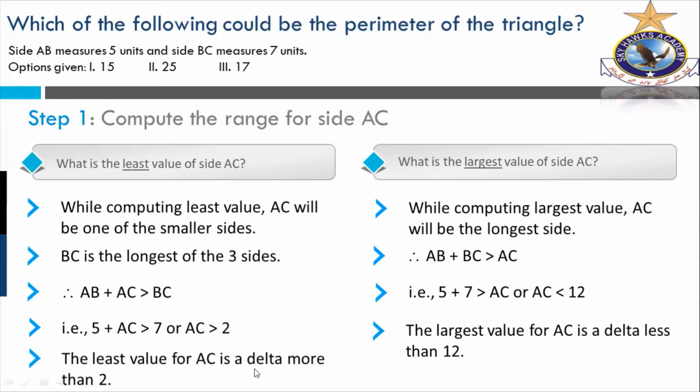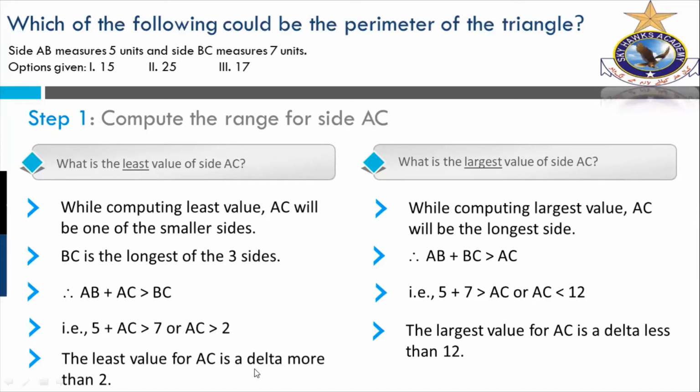Are you getting this? Okay, it's clear. Now we have the two limits, that whatever value we are looking for, the third side AC, its value must lie between 2 and 12, the open interval. 2 is not included, the endpoints are not included in this interval. 12 is also not included. So the length of AC must be greater than 2, but not equal to 12, even less than 12.